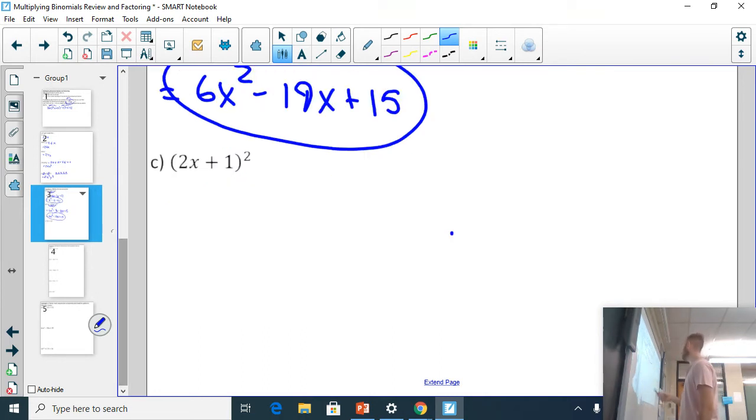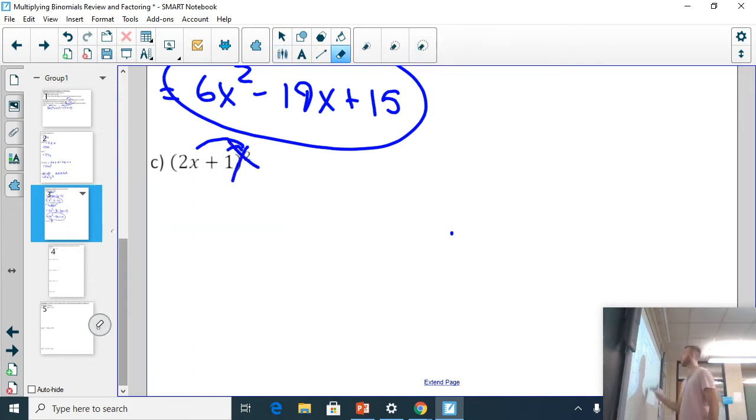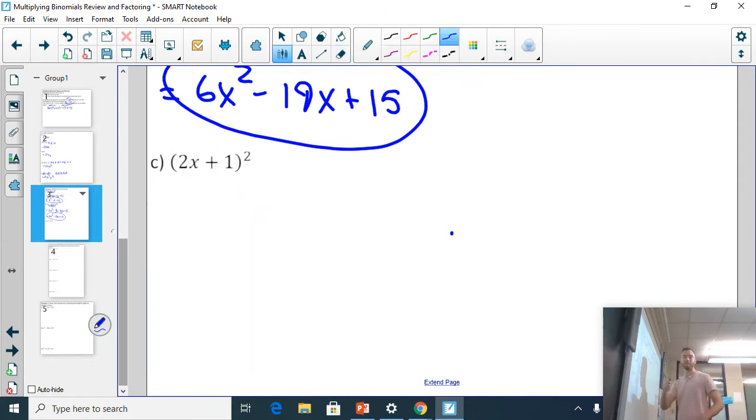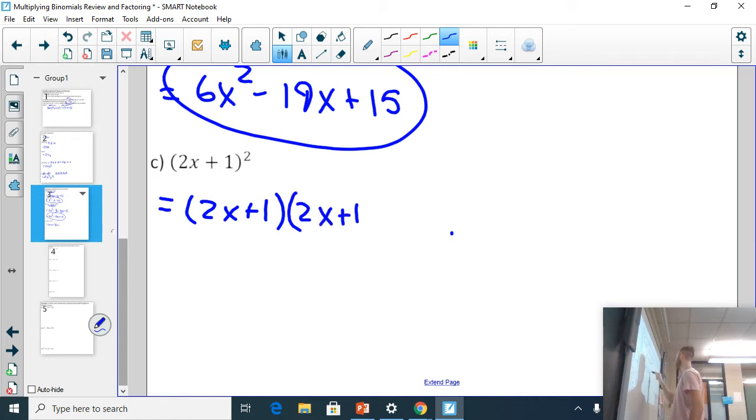And now for this one, this is an important one. 2x plus 1, the entire quantity squared. Everyone wants to just kind of put that 2 in there, but that's a no-no. That's not what we're supposed to do. Because think of what squared means. When you square something, that means you take something and you multiply it by itself. So what this really is, is 2x plus 1 multiplied by itself. And now we can multiply it just like any other thing.